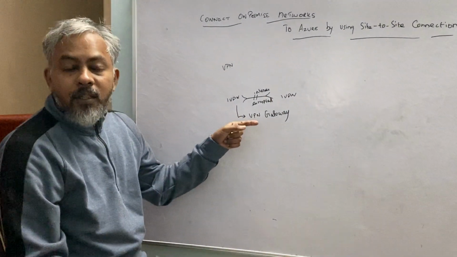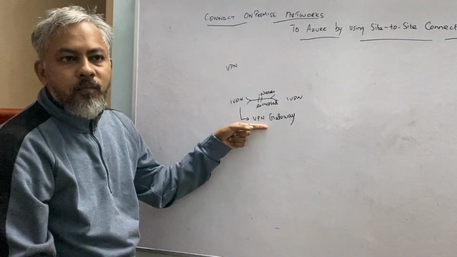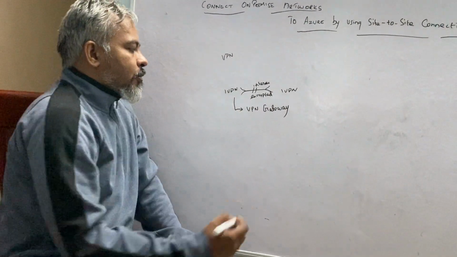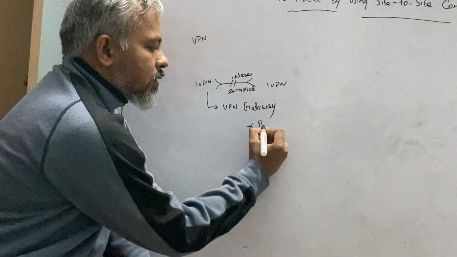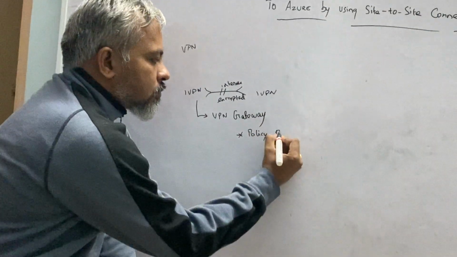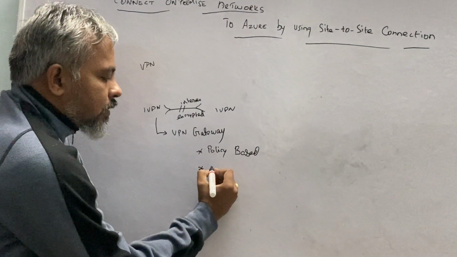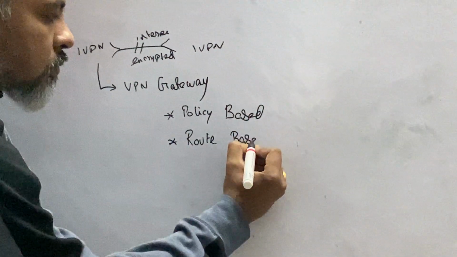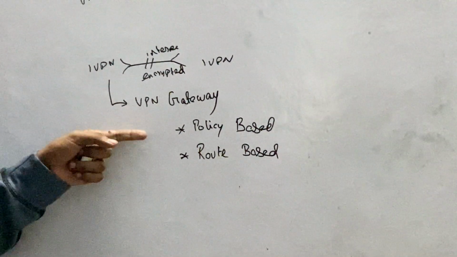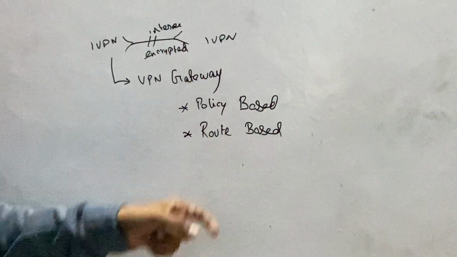Remember that you can only create one virtual private network gateway. When you create a virtual private network gateway, there are two ways available. One is policy based, another one is route based. So there are two types of virtual private network gateway you can create: policy based or route based.